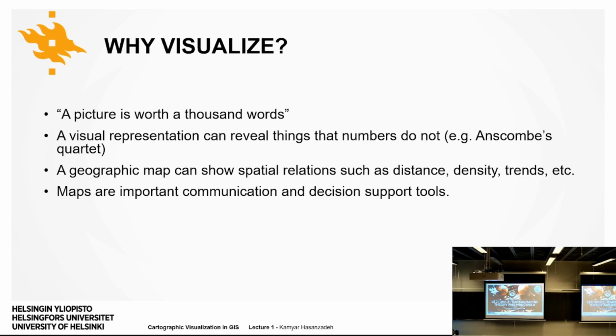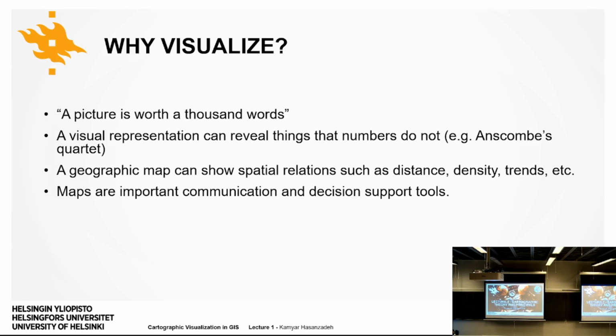So that's why visualization is important, and that's not limited to only geographical data. A visual representation can reveal things that numbers do not, and we will see the famous example from Anscombe's Quartet on the next slide. A geographic map is particularly relevant to GIS, to geographic data, because we are working with numbers. So even if you have qualitative data, if it is a GIS data set, it means you have coordinates. So in essence, it's always partly quantitative. And when working with numbers, visualization can do magic.